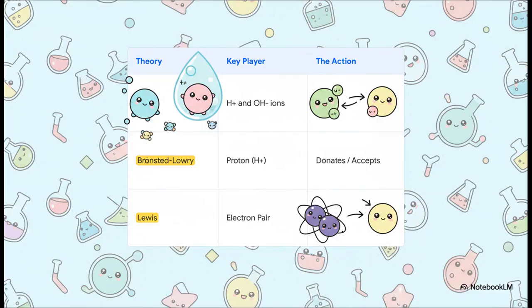So let's just recap it real quick. Arrhenius was focused on specific ions in water. Brønsted-Lowry zoomed out to the action itself, the transfer of a proton, which works anywhere. And then Lewis gave us the most fundamental view of all. It's all about the movement of electron pairs, which covers reactions even when there aren't any protons around.